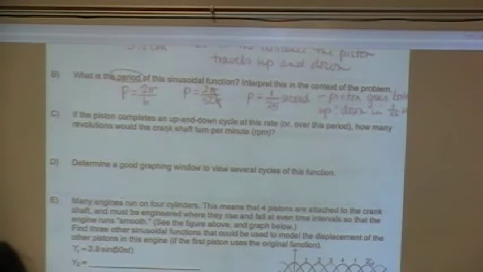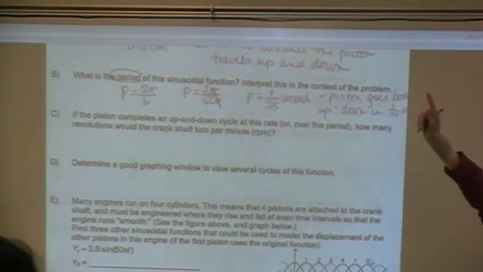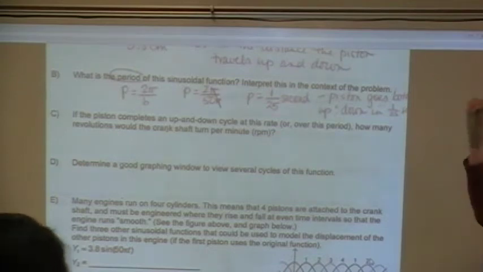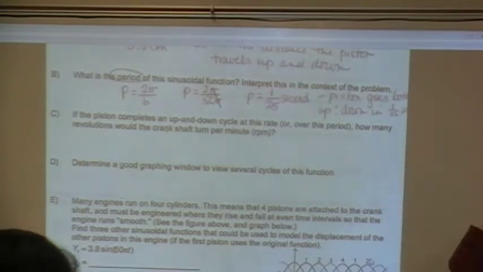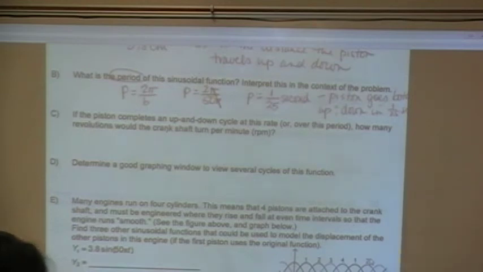One cycle is 1/25th. So 2 cycles is 2/25. So 3 cycles is 3/25. So 4 cycles is 4/25. We get it. So how many cycles does it complete in a second? 25. So if it completes 25 in 1 second, how many will it complete in 1 minute? 1500. 25 times 60, which is 1,500.